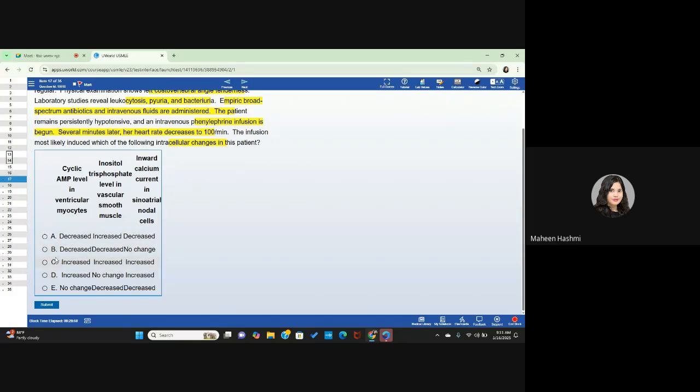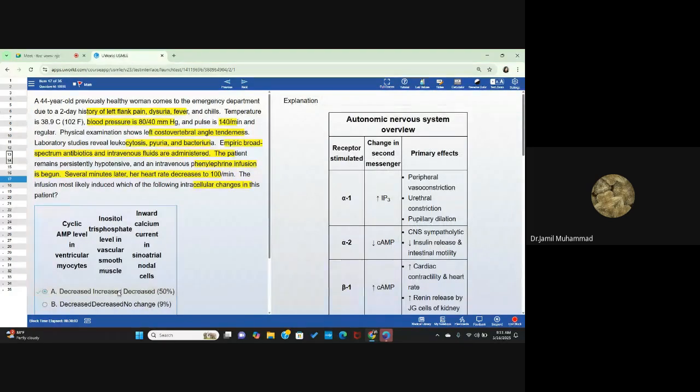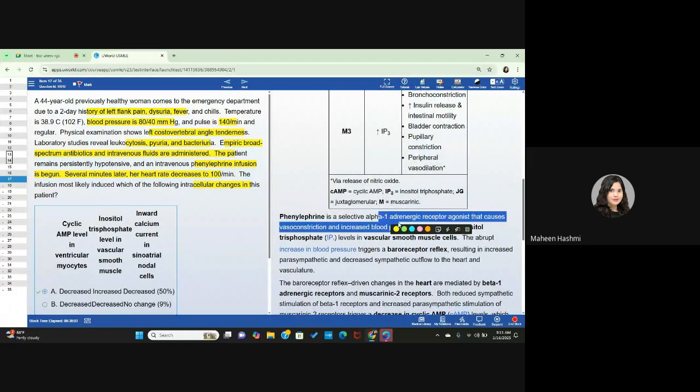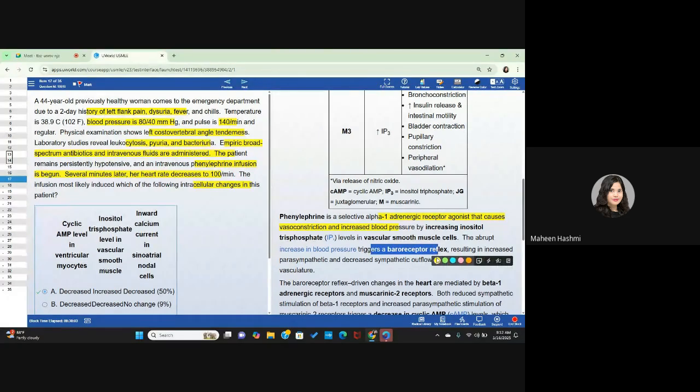Answer is what? A, I think, yes. Yeah, so you're right. Again, we did not talk about phenylephrine is a selective alpha-1 adrenergic receptor agonist. We know that it causes vasoconstriction, and how it does vasoconstriction is an increased blood pressure by increasing inositol triphosphate levels in vascular smooth muscle cells. And because there's then increase in blood pressure, it triggers a baroreceptor reflex.